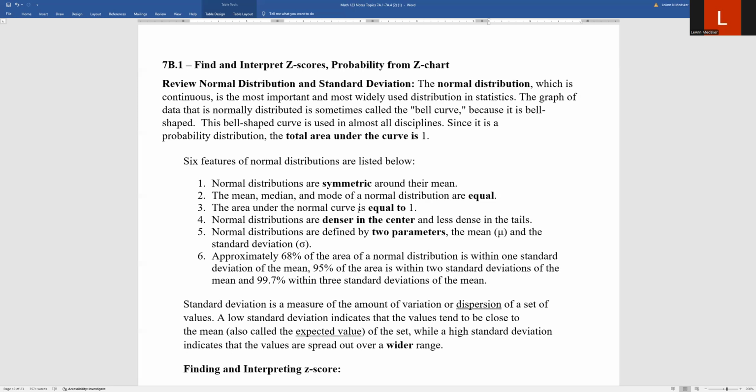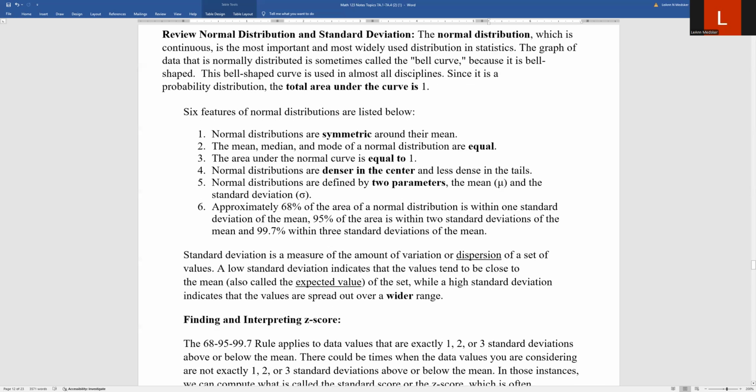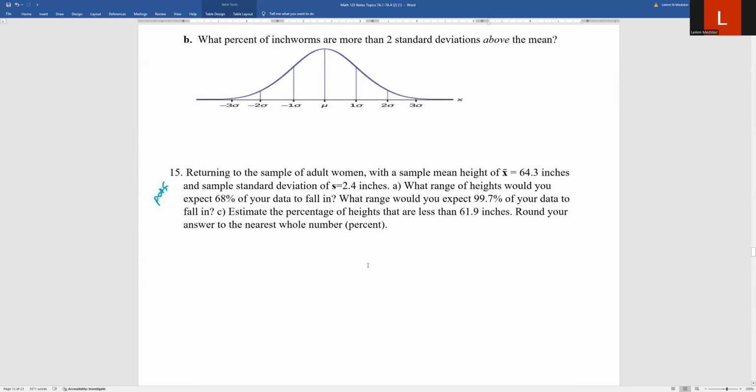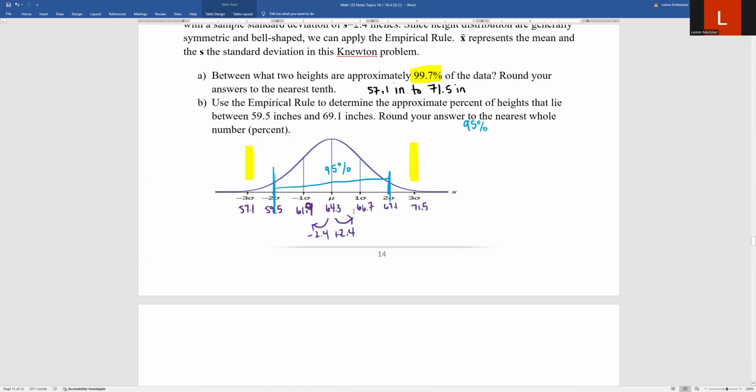So we're just doing this last part. Find and interpret what are called z-scores and read the probability from a z table. Now, we already know about the normal distribution and what the standard deviation is and how that spreads out our bell curve from our center. We already know all of these little facts. These were all in the last section. What we want to know is what if, and let me go back for just a second to that last problem we actually did together.